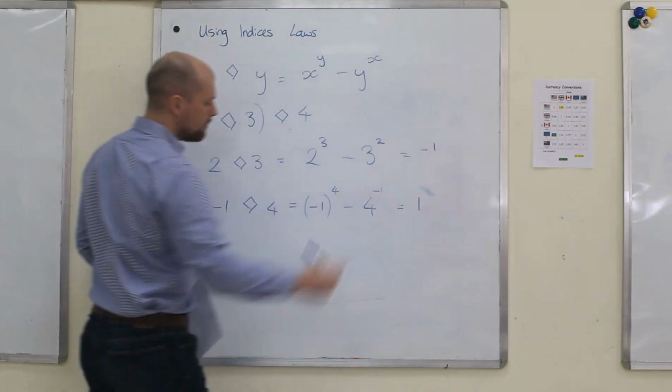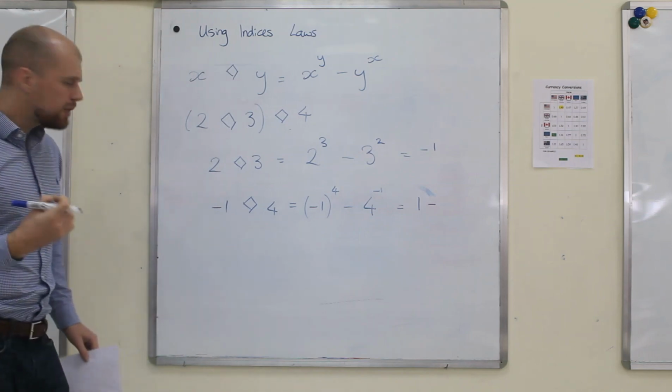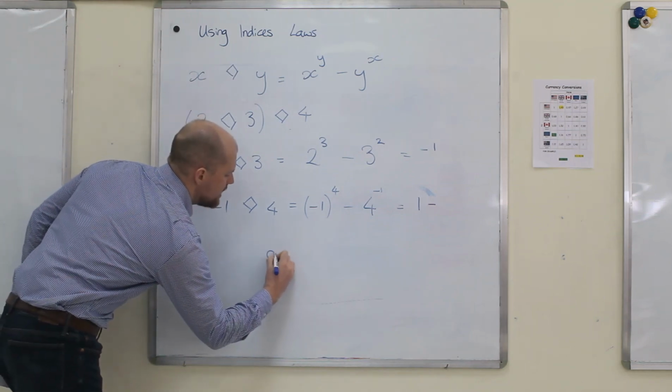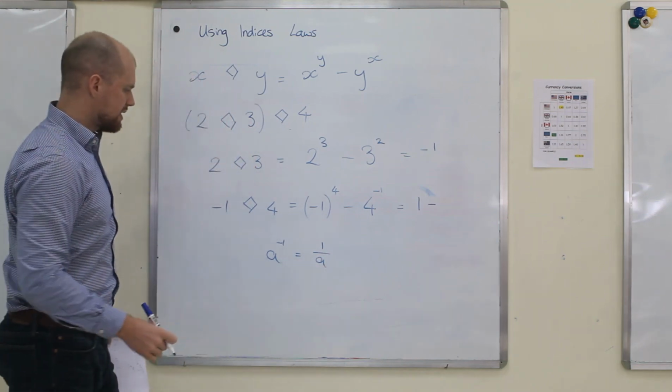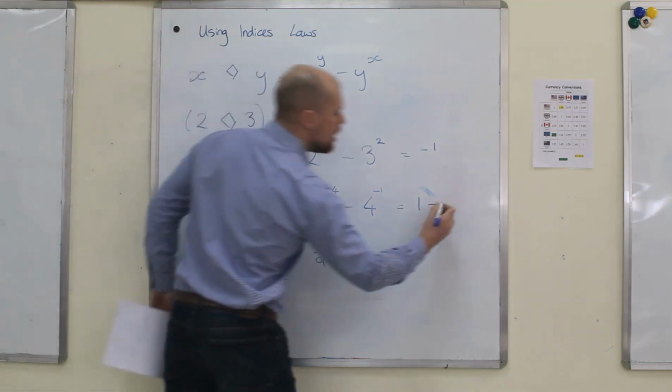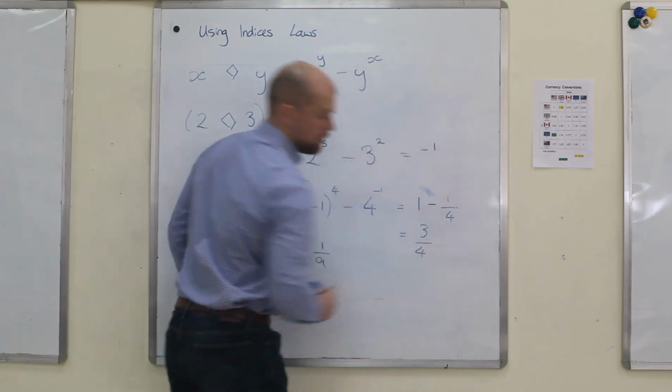Just 1. And I take off 4 to the -1. Now, the rule here is that a to the -1 is the reciprocal. So in this case, when a is 4, I get 1 over 4, and that leaves me with 3/4.